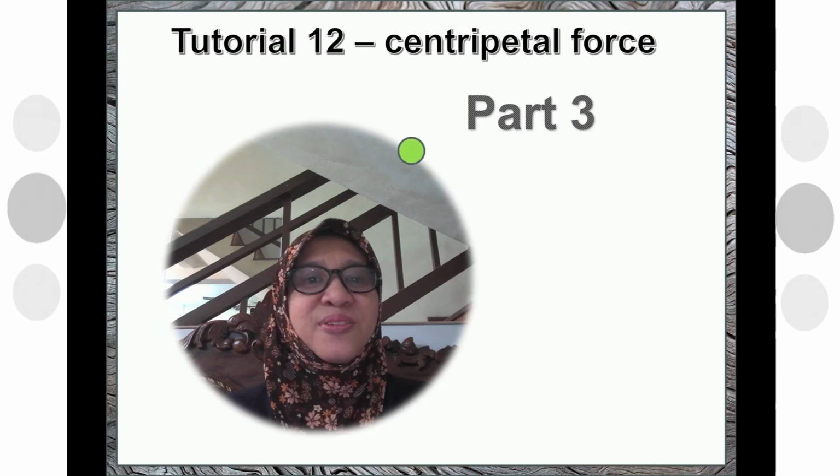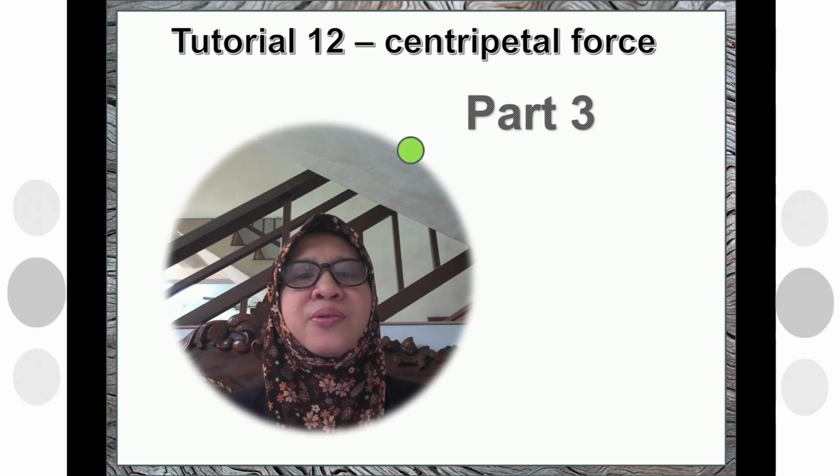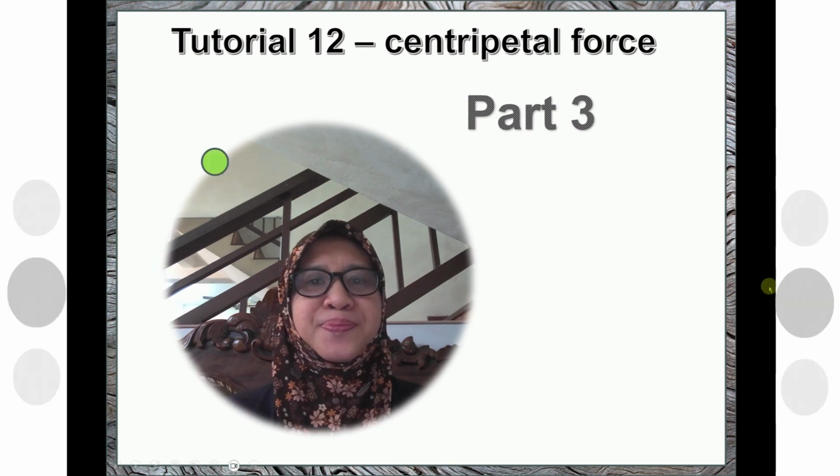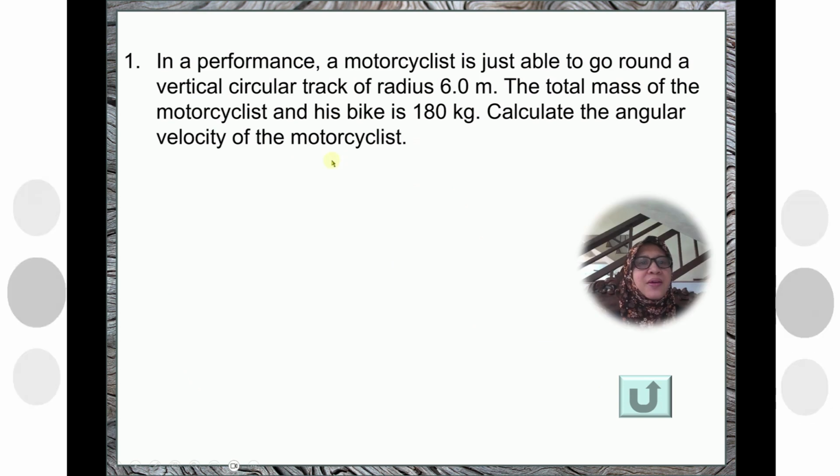And in tutorial 12, part 3, we are going to discuss the topic of centripetal force. Question 1. In a performance, a motorcyclist is just able to go round a vertical circular track of radius 6 meter. The total mass of the motorcyclist and his bike is 180 kilogram. Then calculate the angular velocity of the motorcyclist.